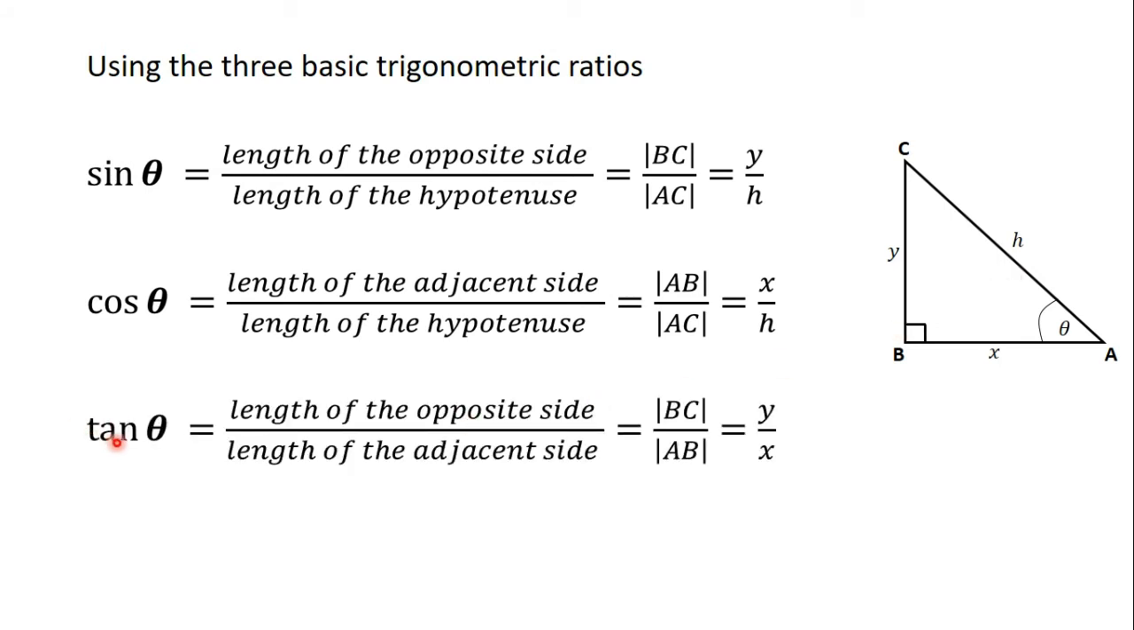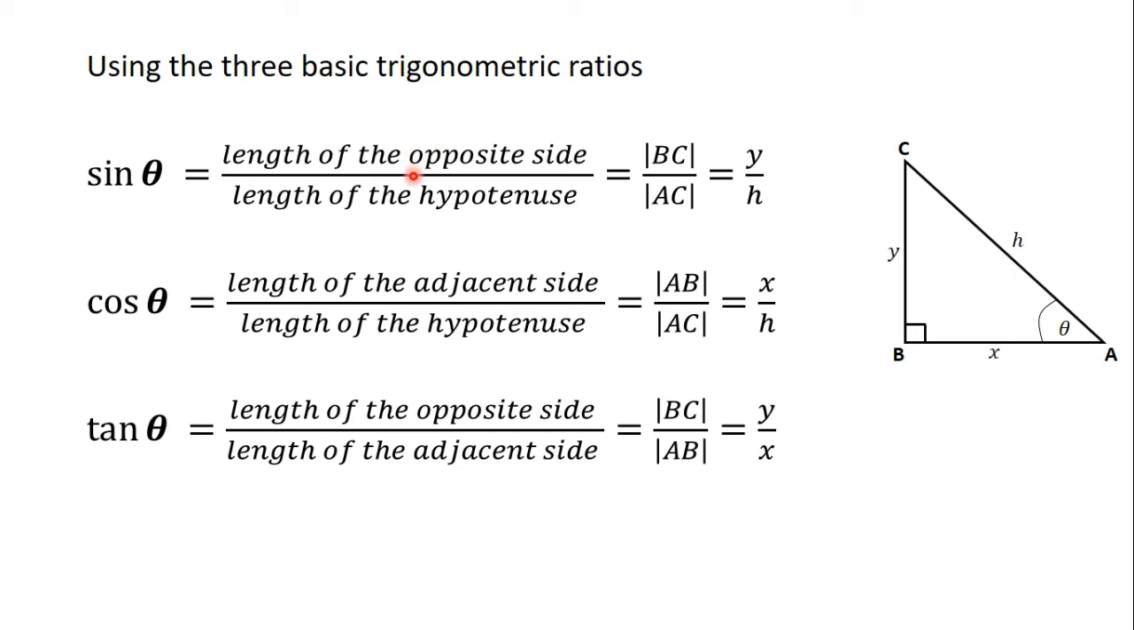Then tan, which is the last one, tan theta is equal to opposite divided by adjacent. So the length of the opposite side, which is BC. BC is opposite to theta. Remember, we are considering everything in relation to theta. So BC is opposite to theta, AB is adjacent to theta. So it's opposite, which is BC or Y, divided by adjacent, which is AB or X. So tan theta from this diagram is equal to Y divided by X.